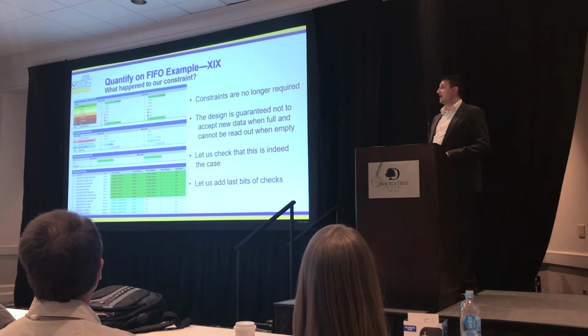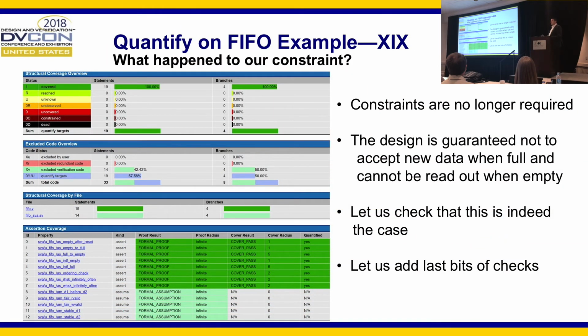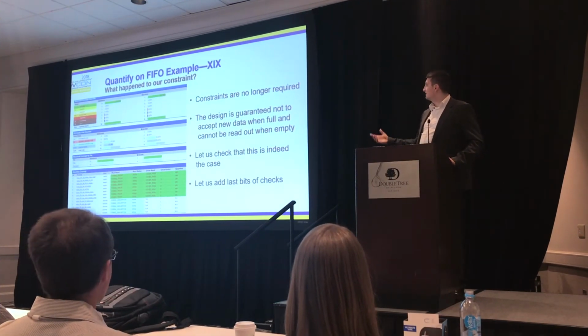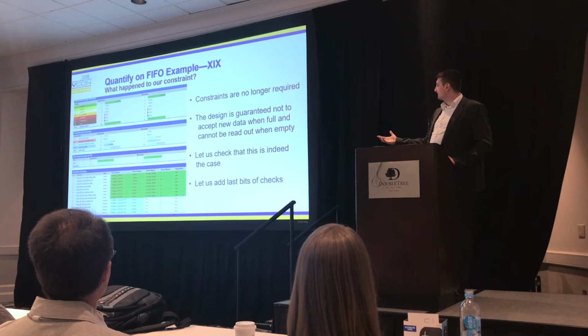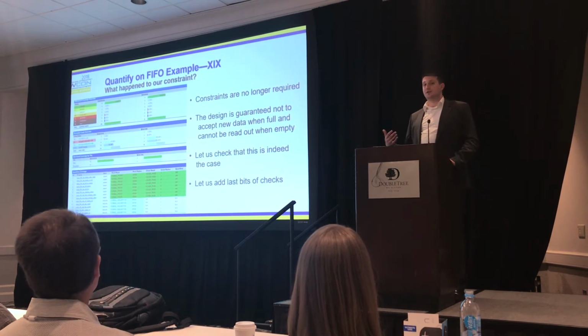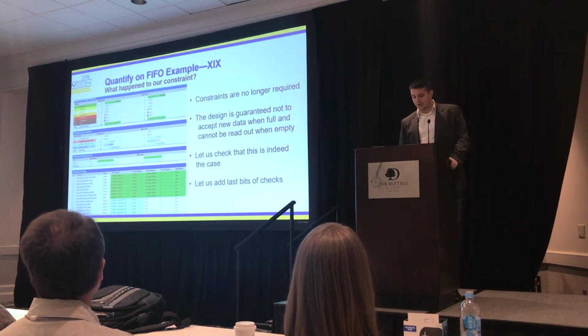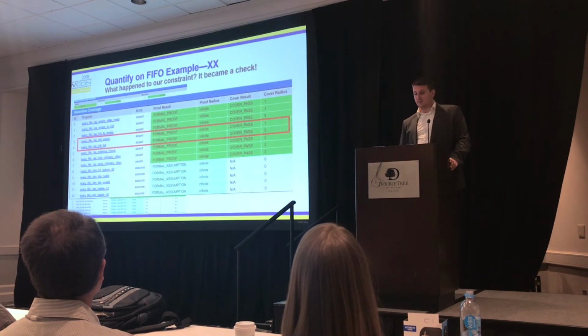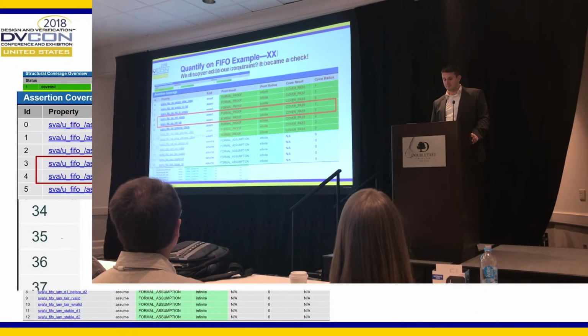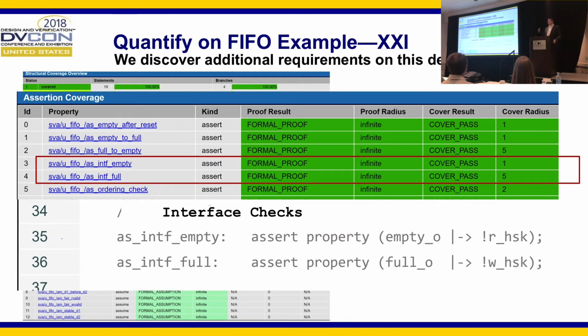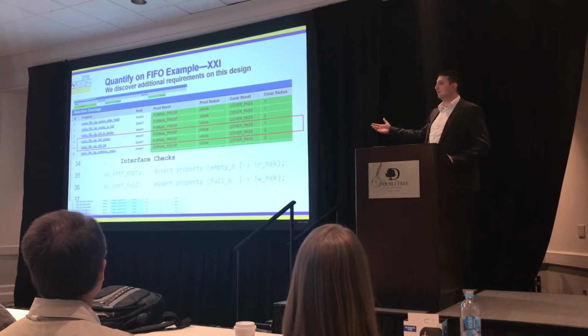And the question is, what happened to our constraints? Well, actually the design is designed in such a way that the constraints are not required anymore. So it's acting like it's acting due to the design. But you can still check whether this is true. So what you can do is you can add more checks, which were before constraints, and actually prove them against the design. So you prove that the design is actually doing what it's supposed to be doing. This will not decrease your coverage, which is already 100%, but it's a good check to have.